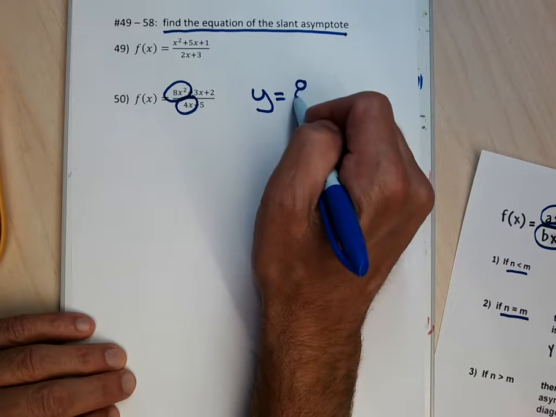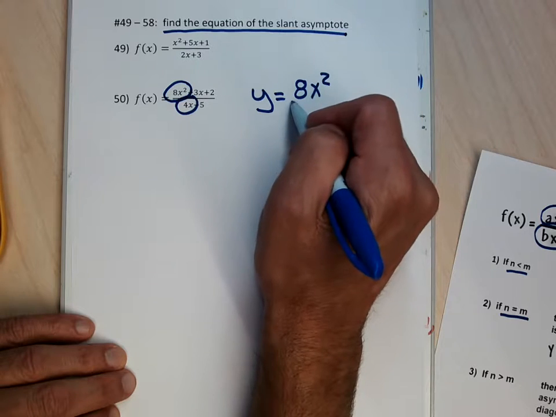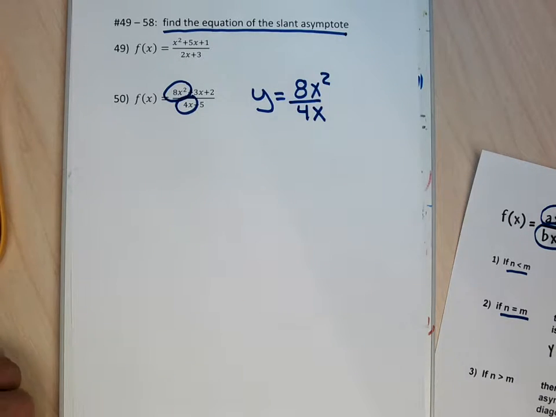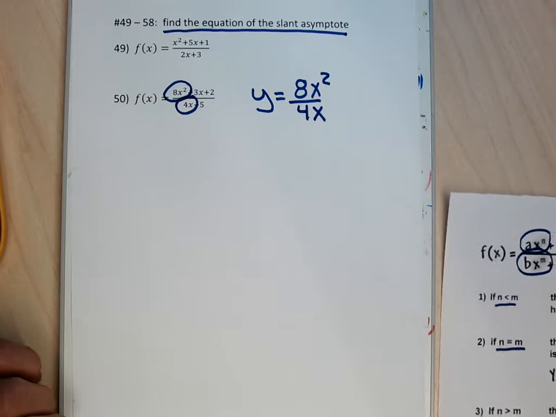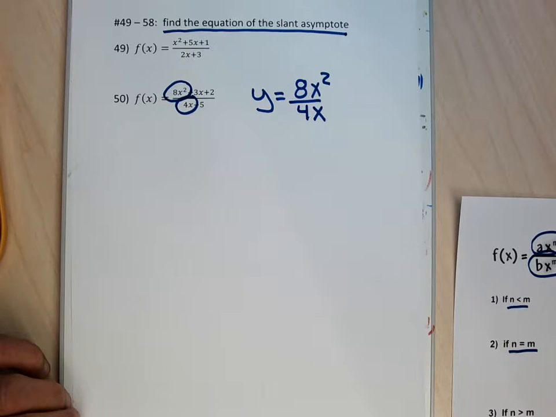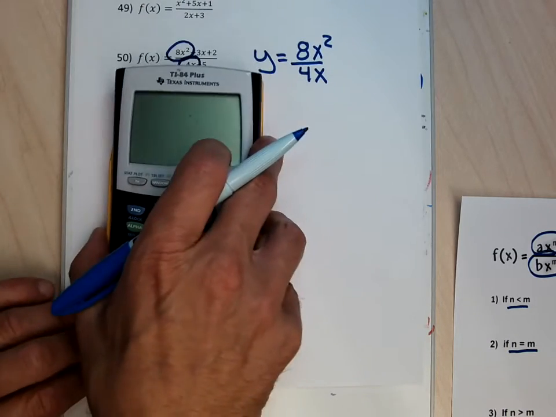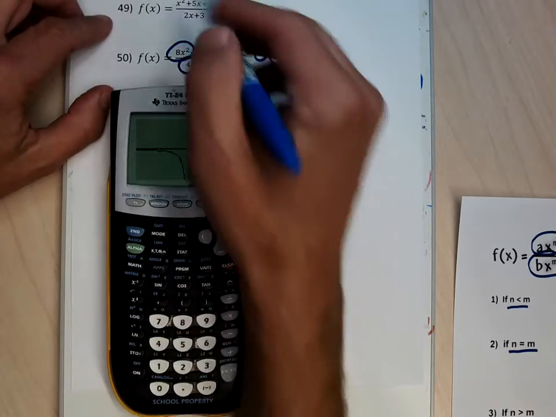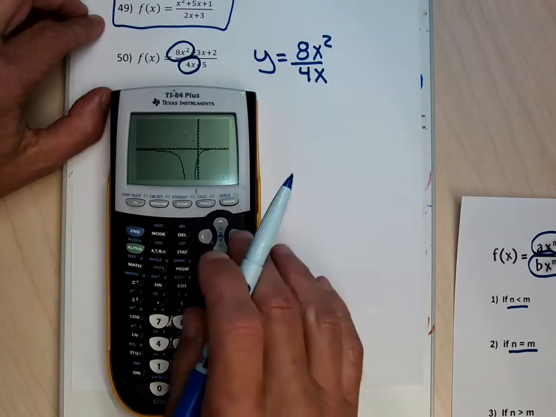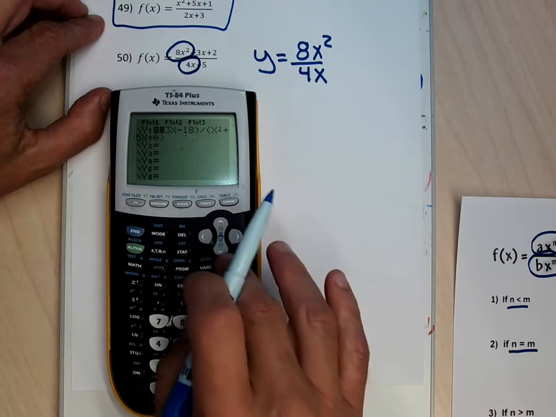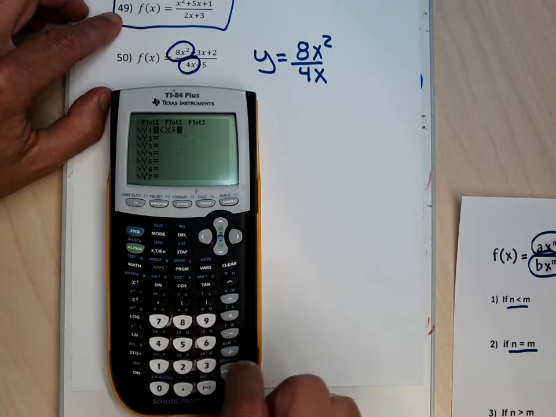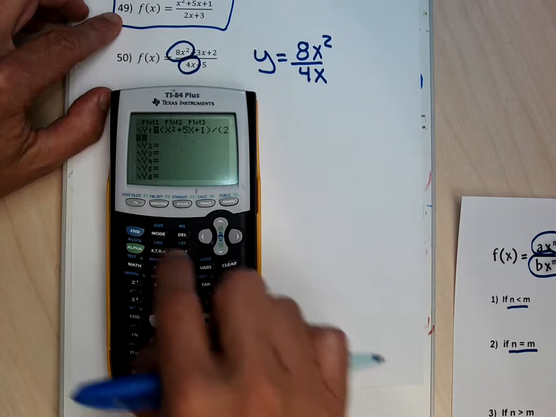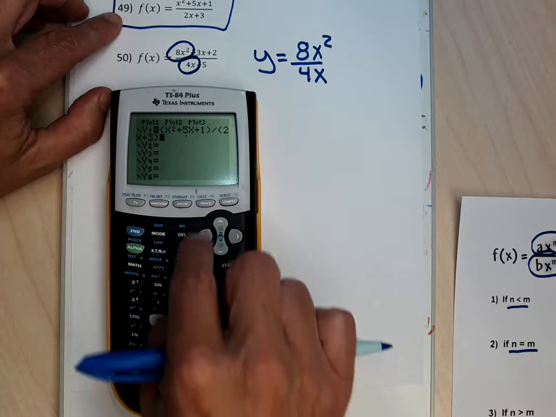So for each one of these problems, the numerator, its term with the highest exponent, has a bigger exponent than the denominator's term with the highest exponent. And then instead of getting a horizontal line that the graph is drawn to, you get a slanted line. Let me do 49 because I destroyed the function. Let me graph the function in 49, going parentheses x squared plus 5x plus 1 divided by parentheses 2x plus 3, and do a zoom standard.